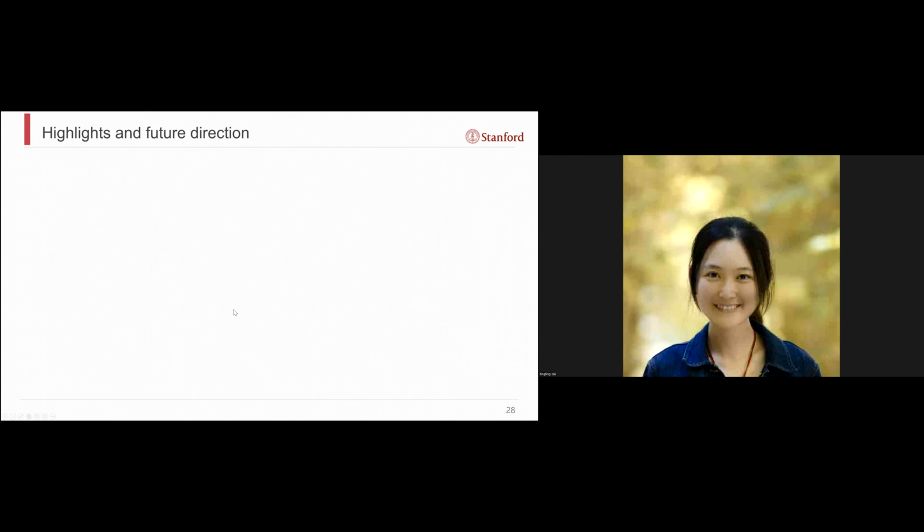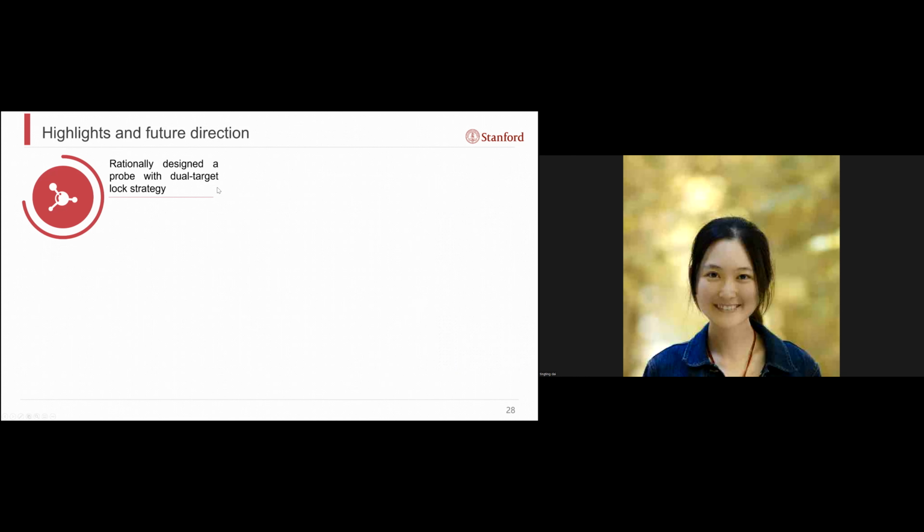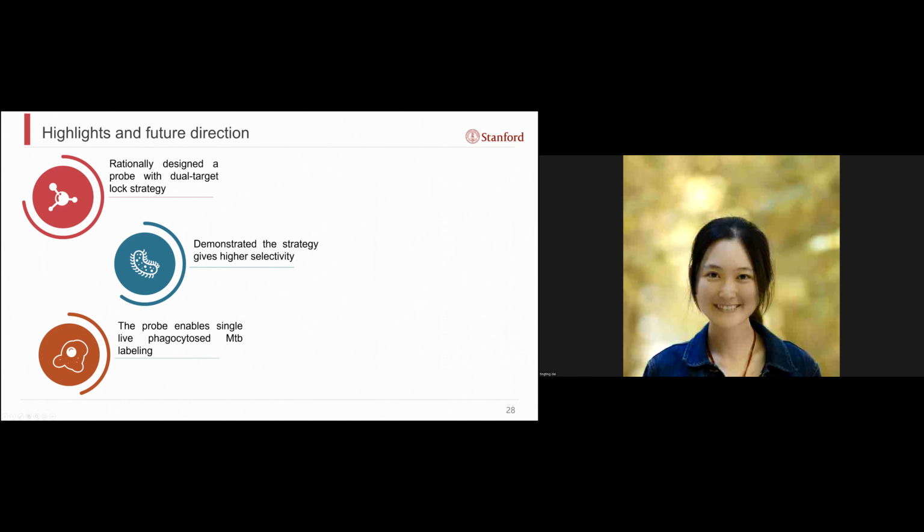So, some highlights and the future direction. In this study, we rationally designed a probe with a dual target lock strategy by using these two targets in the probe. We demonstrate that our strategy gives higher selectivity for Mycobacterium tuberculosis over other bacteria species. Finally, we demonstrate that our probe was able to label single live phagocytosed Mycobacterium tuberculosis, and this has not been quite achieved in the previous studies.